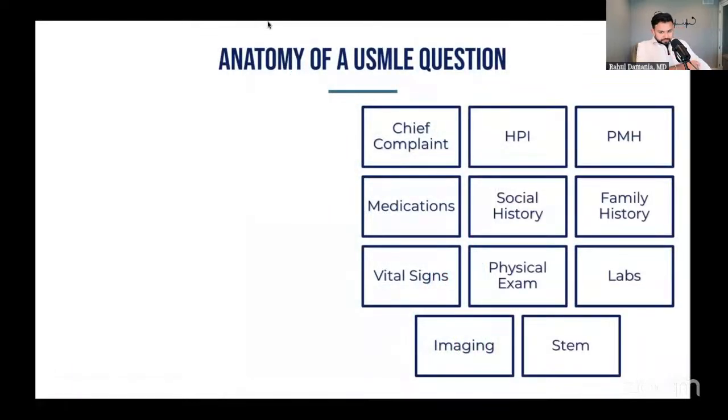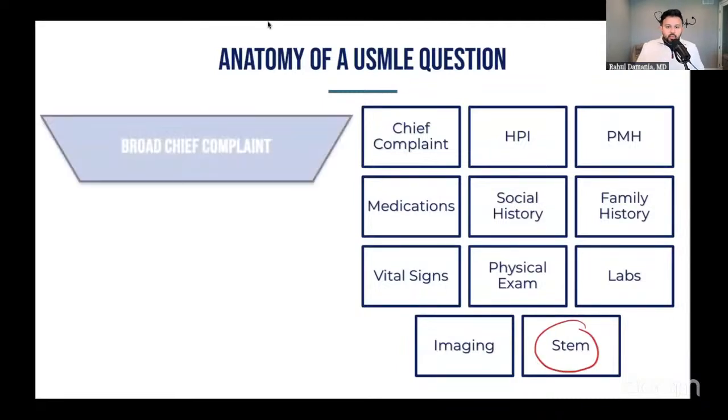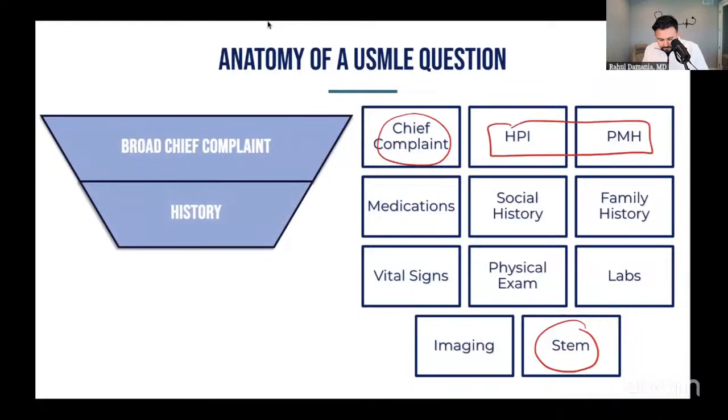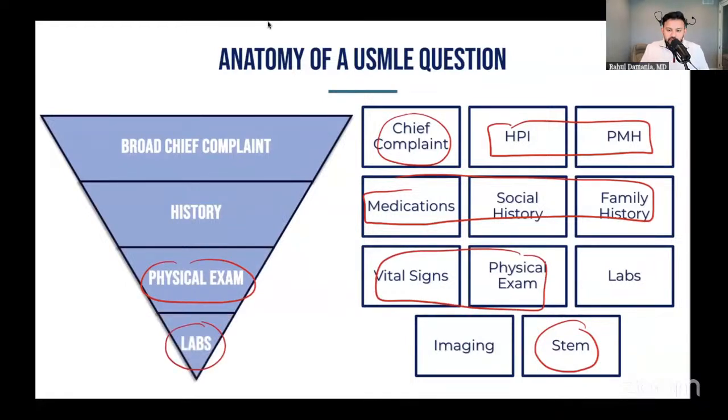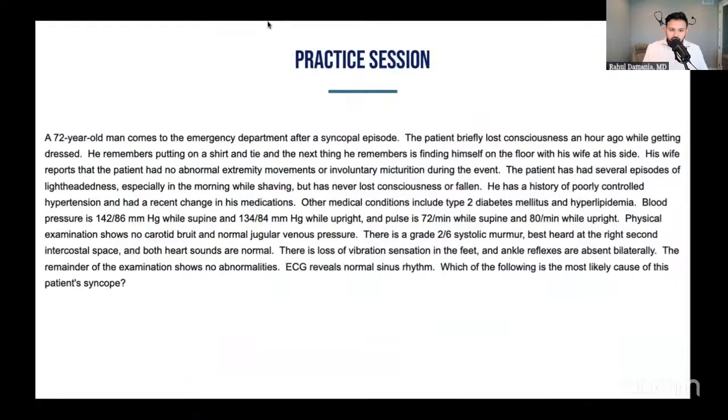Let's go through this. Here is an anatomy of a USMLE question. We talked about the stem or the lead-in. It starts with the broad chief complaint, gives you some history about the patient, and then goes into more objective physical exam, and then finally labs or imaging. This is going to be the cadence of how we see patients and how many USMLE questions are written. Start with the chief complaint, elaborate with the HPI, give more history, then switch to the objective, which is vital signs, physical exam, labs, and imaging. So let's go through this.